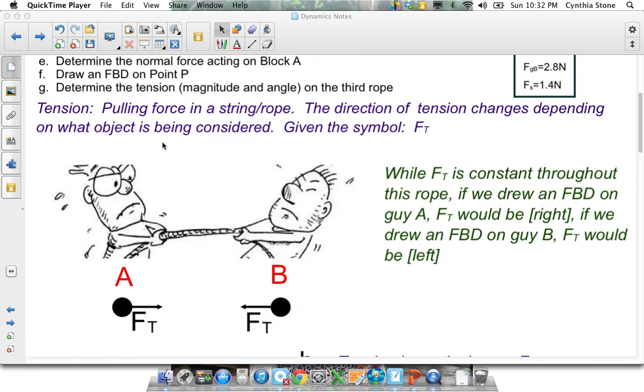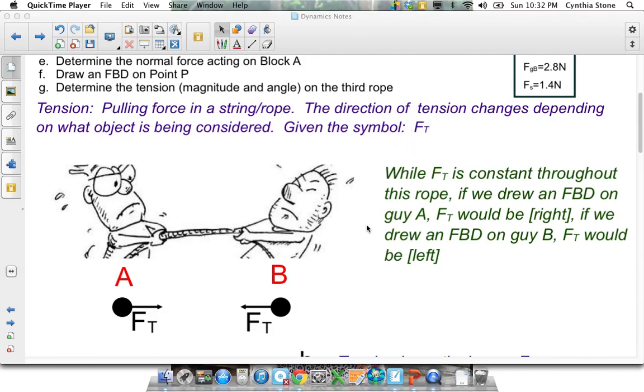What it is, is just a pulling force, and the direction changes depending on what object you're talking about. We generally give it the symbol Ft. You may see later I get lazy and just call it capital T, which is sometimes annoying for students who don't like using T for period, T for temperature, and then I throw it in for tension. Either way, it should be Ft.